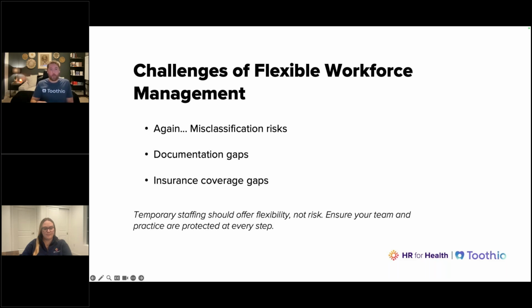So you might think, well, I'm just going to reach out on Facebook groups or I'm going to pick up the phone and call Susie, my neighbor. But unfortunately, if you do get flagged, there are fines associated with that because it will be misclassification in that case. The other thing that we see is documentation gaps.